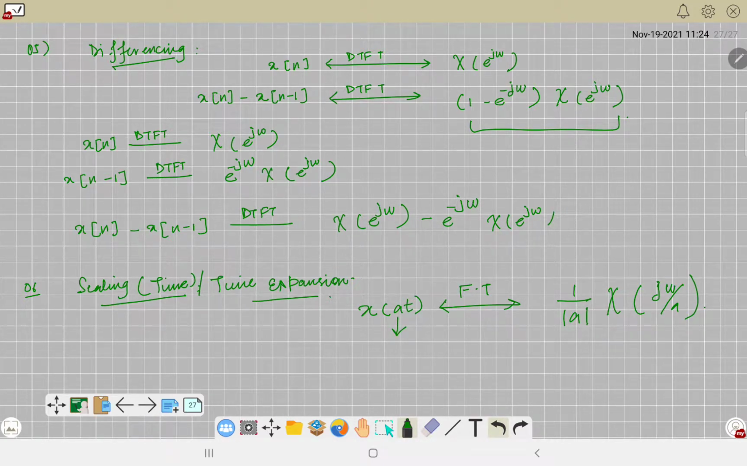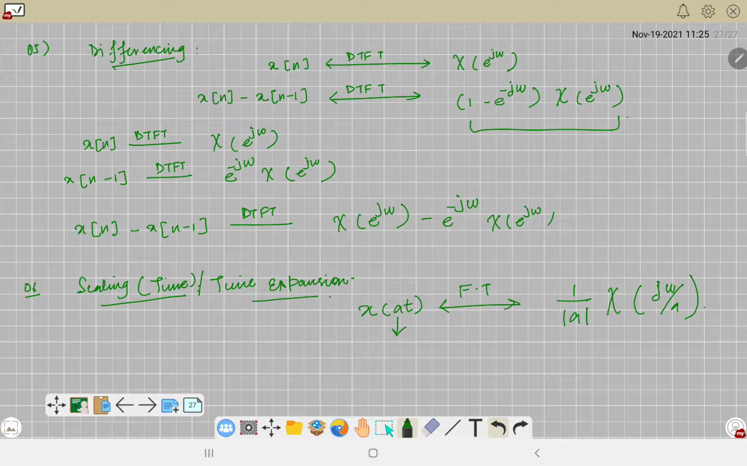So if a lies in the range 0 to 1, your signal will be expanded, and if a has a value greater than 1, it will be compressed, right? But the discrete time case is slightly different. Again, if you go back to your first chapter, if you perform time scaling in the discrete time case, and a has a value greater than 1, you will lose samples. Some of the samples will be lost in your output after the time scaling.